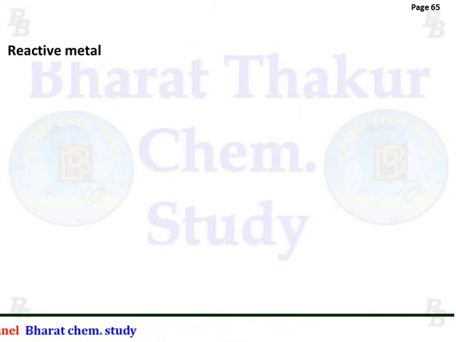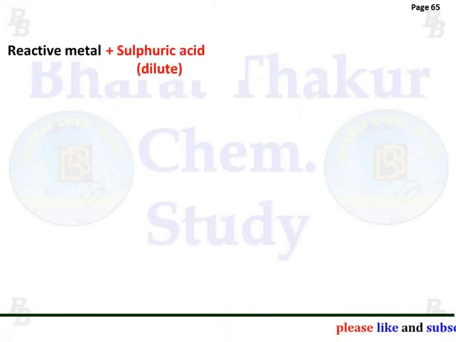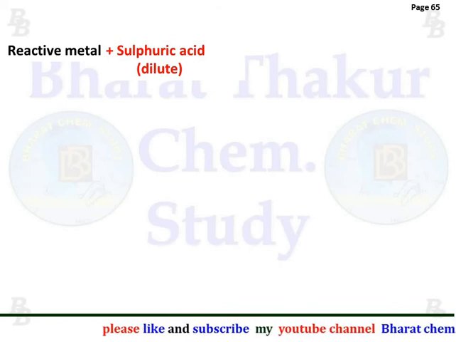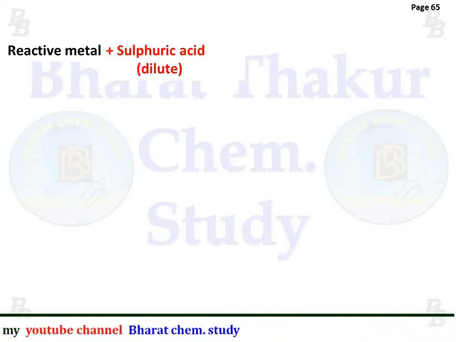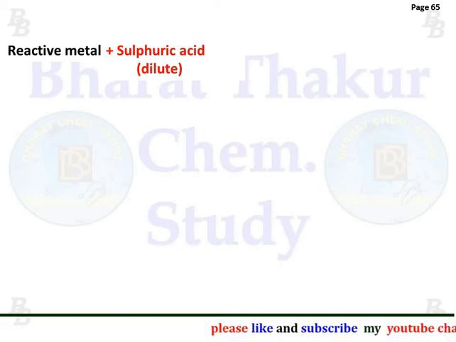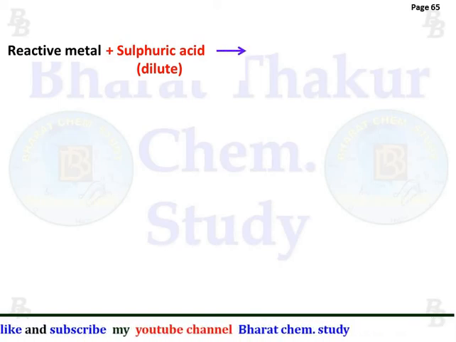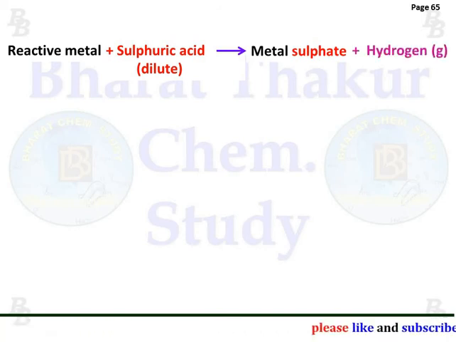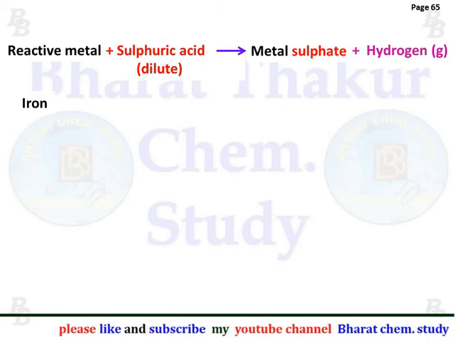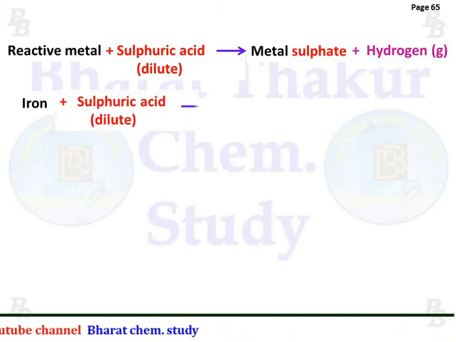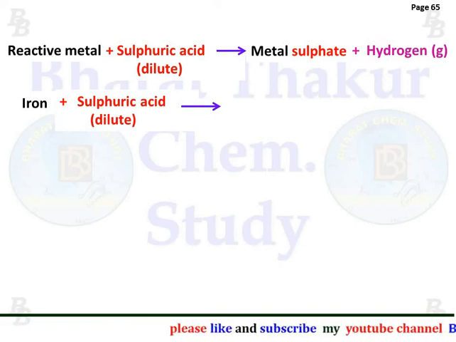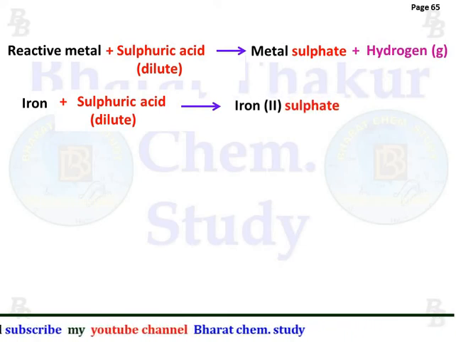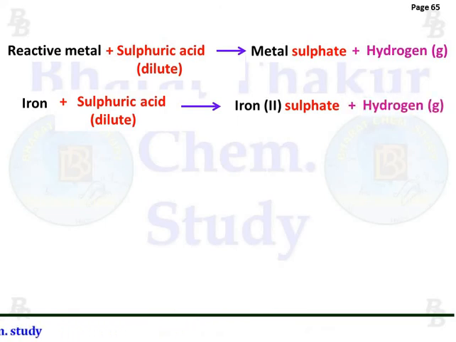In a similar way, when a reactive metal reacts with sulfuric acid, we know that in the salt the name of the metal goes, as well as the negative part, sulfate, from sulfuric acid, to form the salt. So the name of the salt becomes metal sulfate, and hydrogen gas is produced. Let's take an example. Iron reacts with sulfuric acid. The salt formed contains iron as the metal, and the negative part from sulfuric acid is sulfate. So the salt will be iron sulfate plus hydrogen gas.